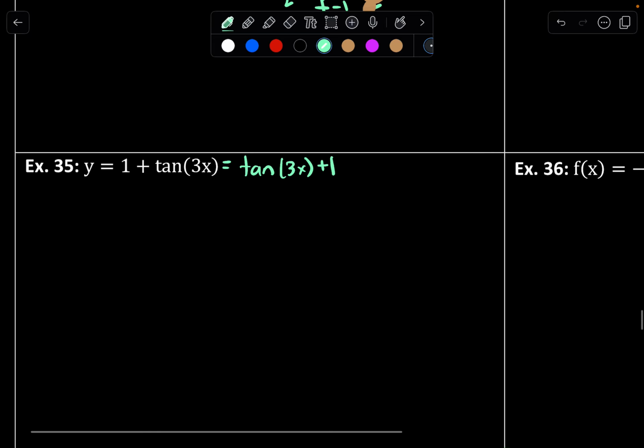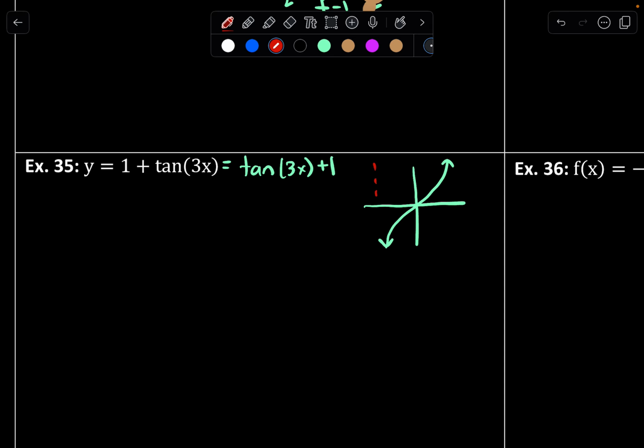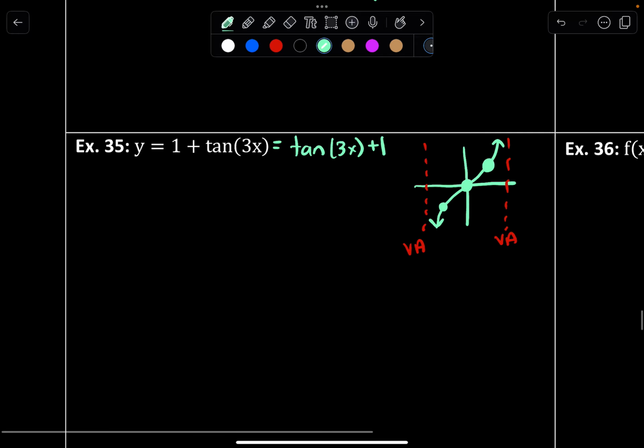So for tangent, quick sketch is going to be increasing through the origin, and then we'll have 2 vertical asymptotes. So those vertical asymptotes are the first and last key points, and then we'll have 3 key points that are on the curve itself. All right, so key points for tangents.